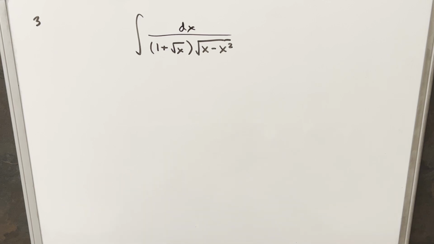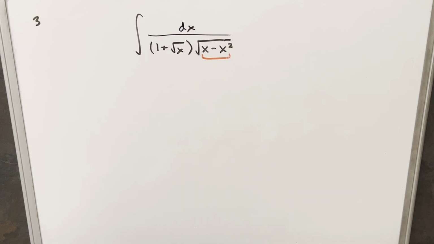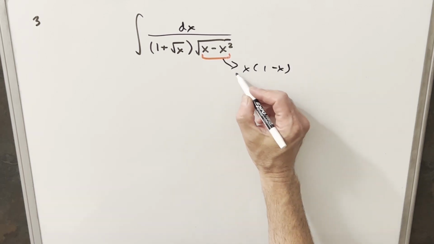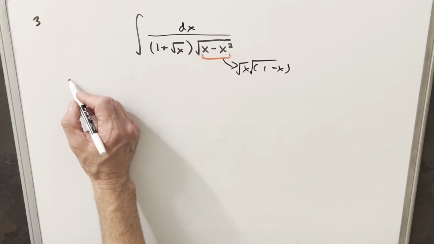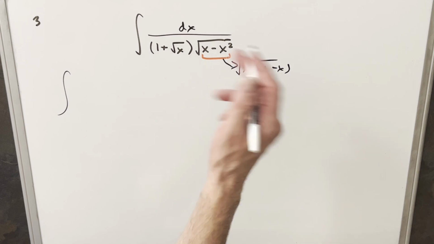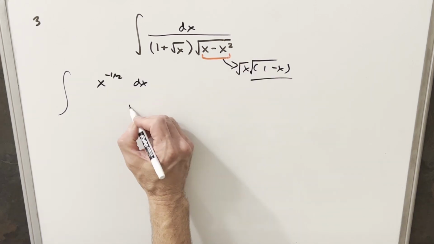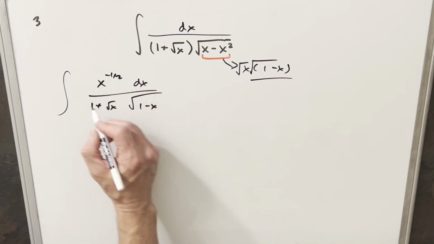Okay, at first I was thinking maybe there was a way to do a trig substitution, but it's not really in the form we like, especially inside the square root. But what we can do is factor an x out of that. I can factor that just like x times 1 minus x. Then if I split this up, we're going to have a square root of x and a square root of 1 minus x. Then I'm going to bring this square root of x into the numerator and write it as x to the minus 1/2. Then we'll just have this piece, the square root of 1 minus x, and 1 plus square root x.